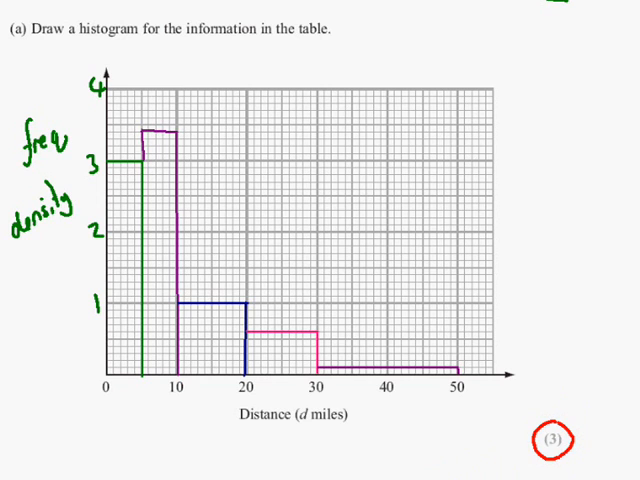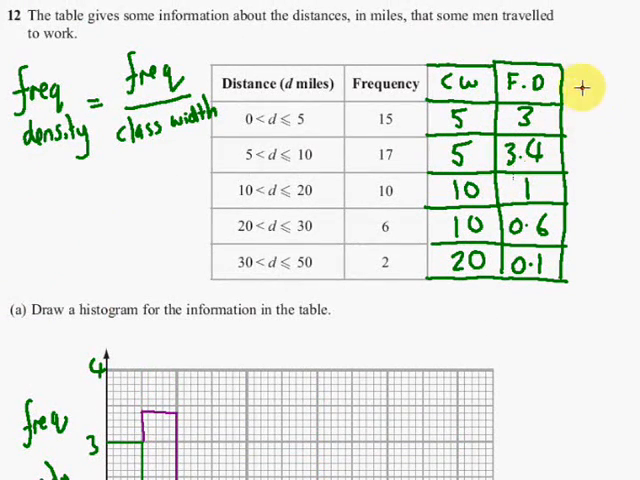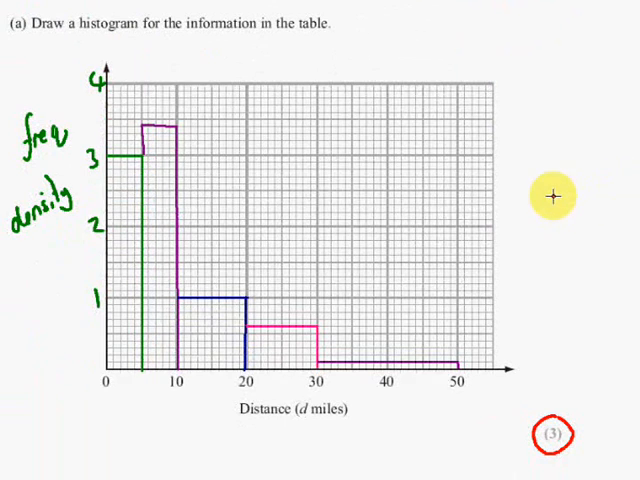And let's have a look at where you get those marks from. Okay, so the first mark can come from this here, which shows you've worked out the frequency density. The second mark comes from at least 4 of the boxes being correct. And the third mark comes from all 5 of the boxes being correct. Okay, and that's it for part A.